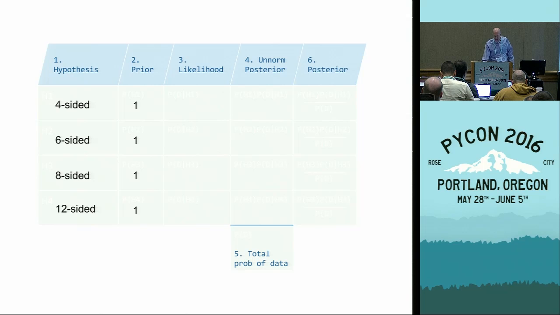Okay? I need to figure out the likelihoods. Think about this one for just a minute. What is the likelihood of getting a 6 on a 4-sided die? 0. That one's easy. So go ahead and fill in a 0. Now, what's the probability of getting a 6 on a 6-sided die? 1 out of 6. How about on an 8-sided die? 1 out of 8. And on a 12-sided die, 1 out of 12. So you can plug those in.